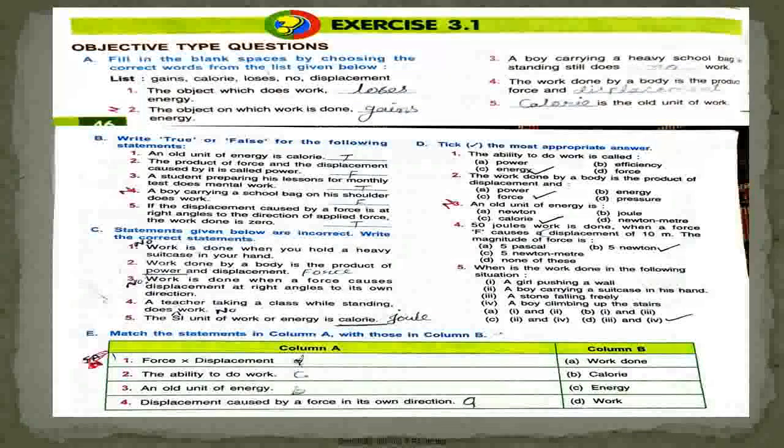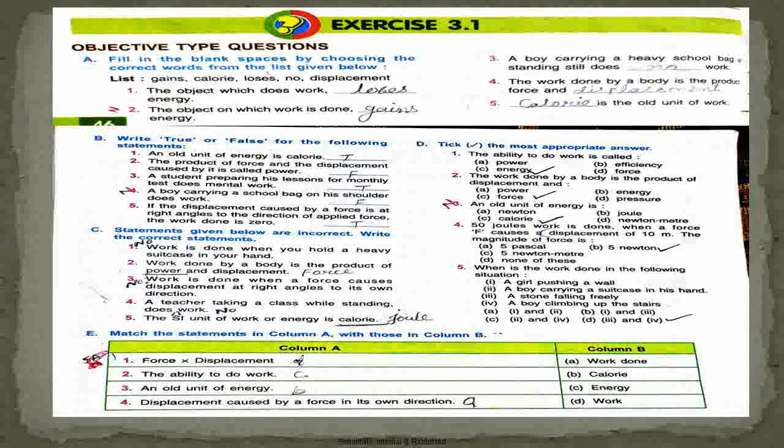Fifth one, if the displacement caused by a force is at right angles to the direction of the applied force, the work done is zero. Yes, it will be true. Fifth one. Clear? Now next question is statements given below are incorrect.